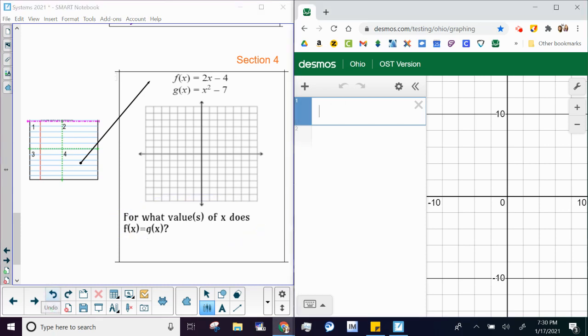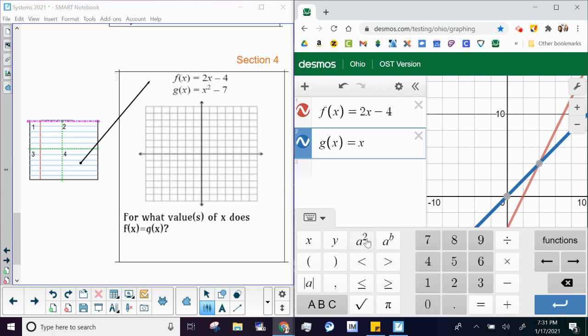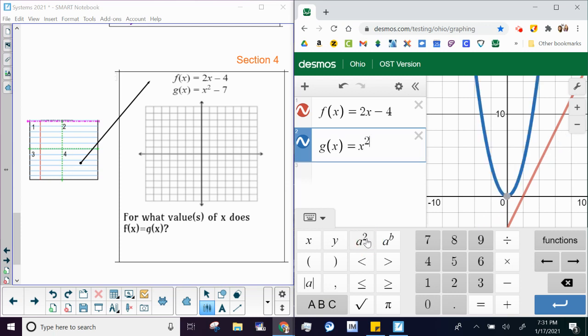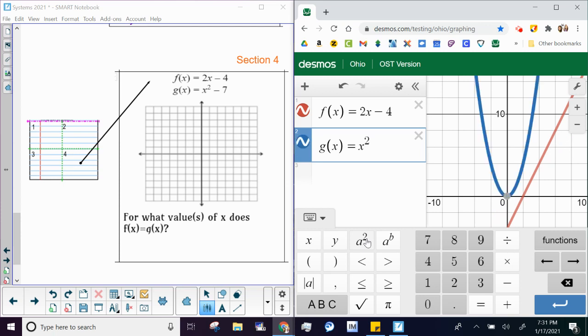So we're going to type it in our Desmos. Get your Desmos out. Make sure you're typing it in. f of x, and remember, we read that f of x equals 2x minus 4. And g of x is equal to x squared. Remember, we can use the keypad and square it, or I could press Shift 6 on my keypad to get the exponent up top. Minus 7.